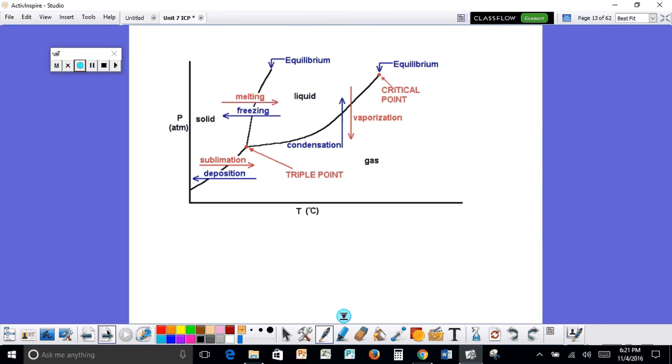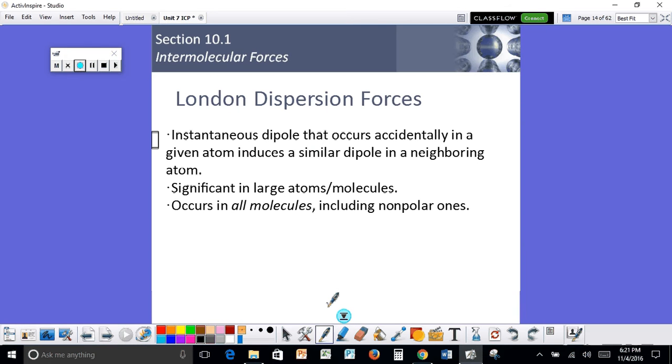All right, just another example. This is a triple point graph. We will talk more about these later in the unit. So let's go ahead and address the forces. We're going to go from the weakest to the strongest and hit on these concepts.